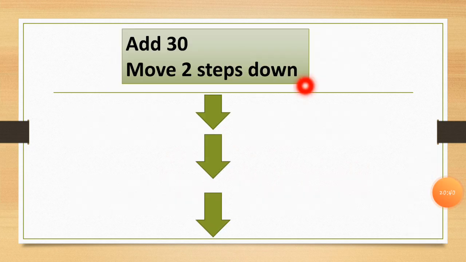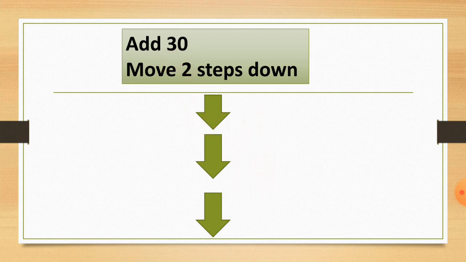Here, as I told you, if you want to add 20, you have to move 2 steps down. Whenever you have to add 30, you have to go 3 steps down. You can see this 1, 2 and 3. You can see these 3 arrows. So you have to go 3 steps down and you will get the answer. If we want to add 10, we will go just 1 step down. If we want to add 20, we will go 2 steps down. And here, if we want to add 30, we will go 3 steps down.